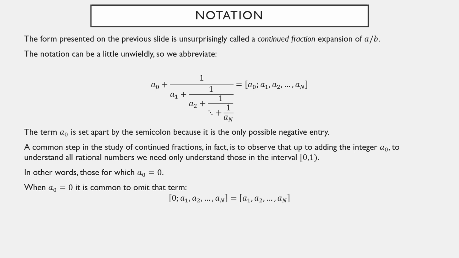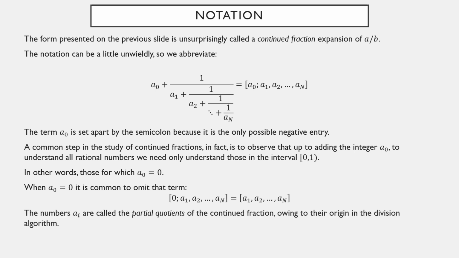I don't even think it's potentially confusing. There are a lot of very good reasons why one tends to restrict the study of this to simply the interval 0 to 1, in which case the term a_0 is irrelevant anyway. But for the purposes of our work and in the videos and lectures I'm recording here, I'm going to keep including a sub 0 with that semicolon. The numbers a_i are called partial quotients. They were in fact computed in the division algorithm as quotients, so we call them partial quotients of the number we started with.